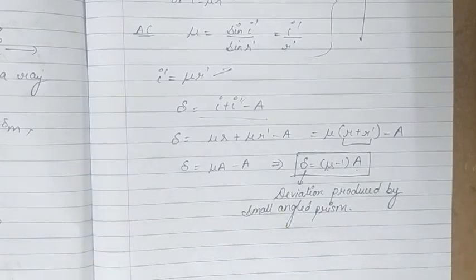So that's all about the refraction through a prism that we covered: deviation, angle of minimum deviation, right? All the relations between all these factors.